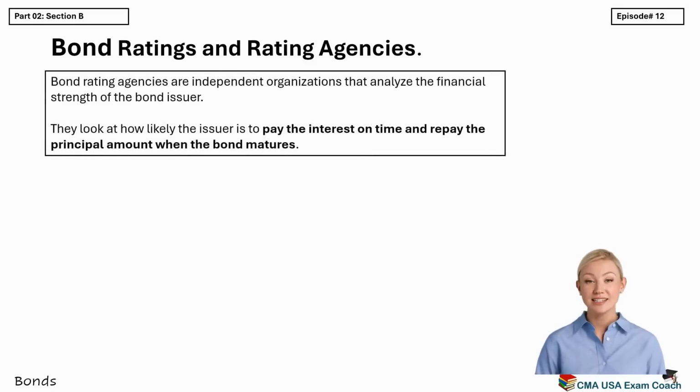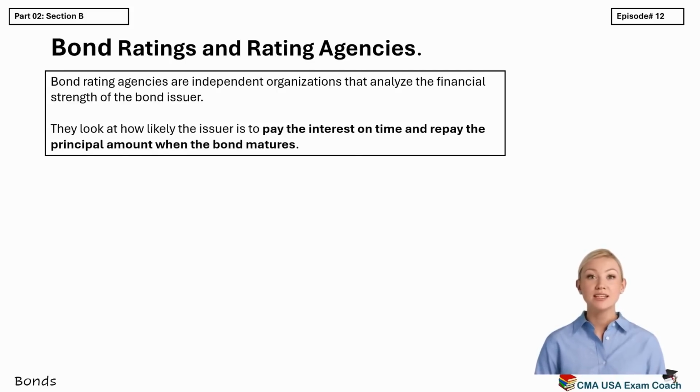What are rating agencies? Bond rating agencies are independent organizations that analyze the financial strength of the bond issuer. They look at how likely the issuer is to pay the interest on time and repay the principal amount when the bond matures.